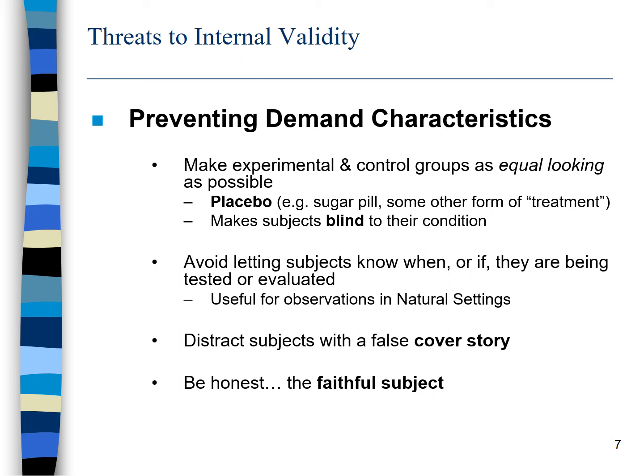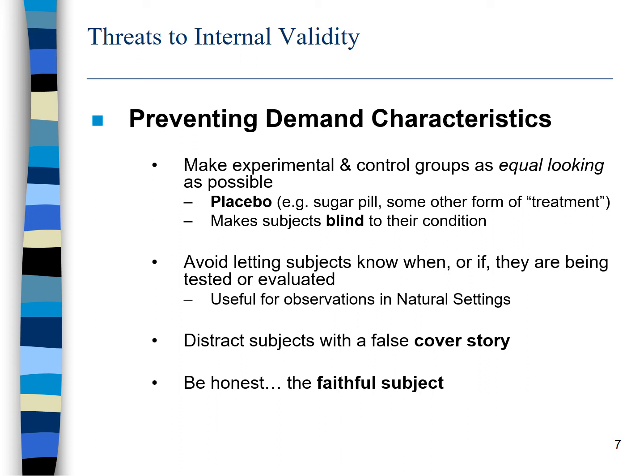So the more we can make both the experimental and the control conditions look very equal, the more likely our subjects are going to be blind to their condition. And also, in the simplest sense, you just don't tell your research subjects whether they are in the experimental group or the control group. You just don't tell them.